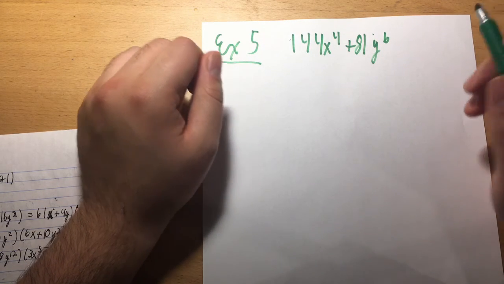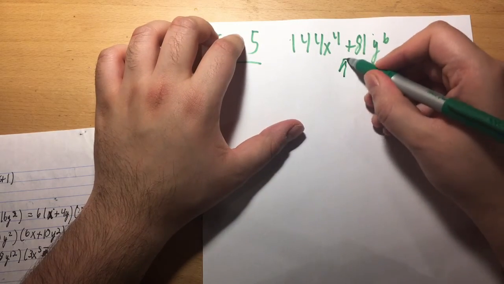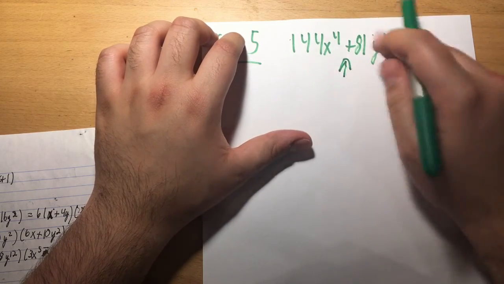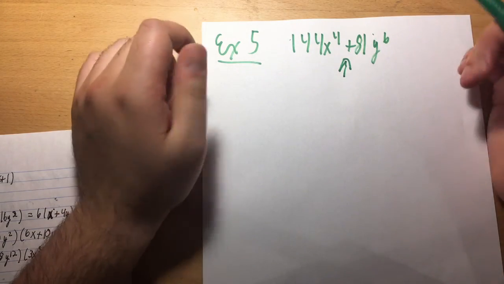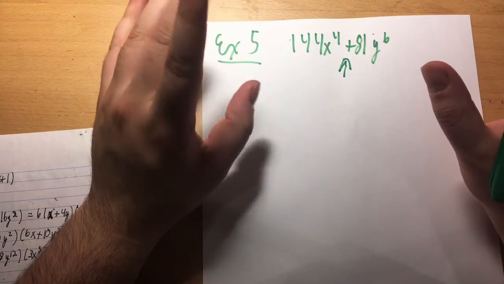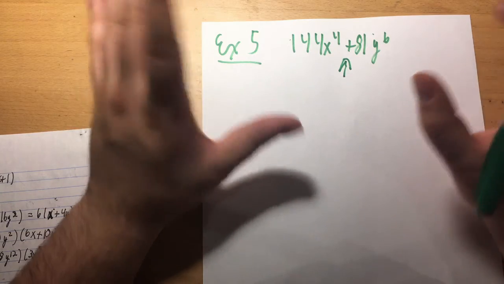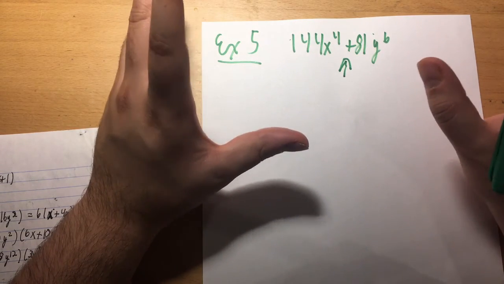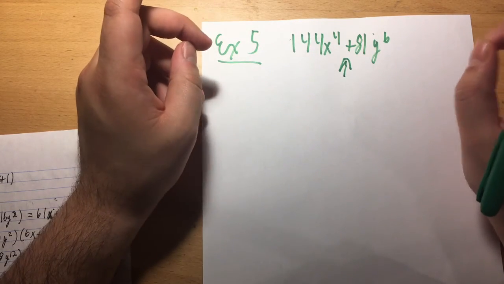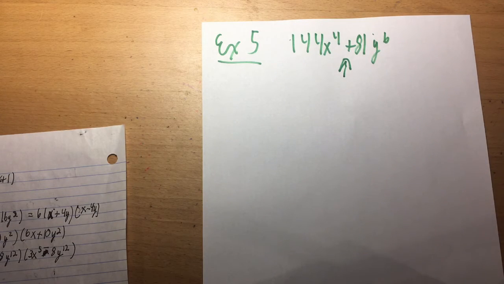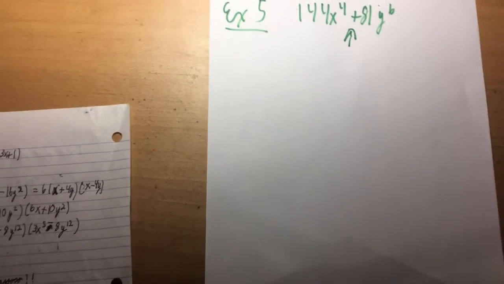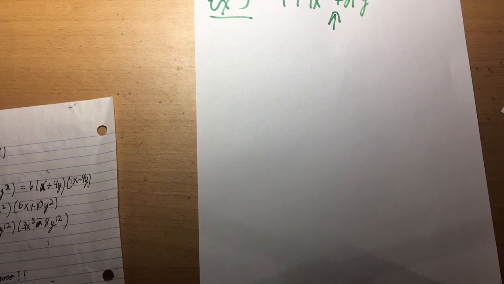The keyword is it's difference of two squares. This isn't a difference. So this thing cannot be done using difference of two squares. Okay, that's super important. Always make sure that it's two numbers being subtracted, right? It's difference of two squares. That's very important.